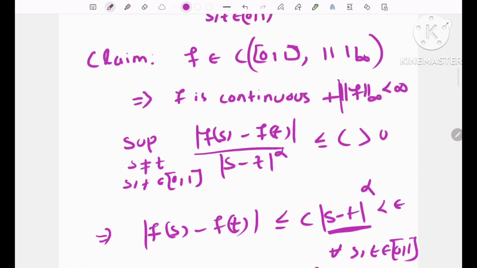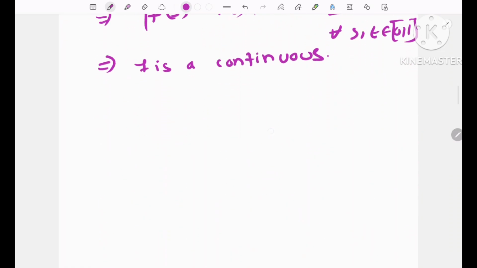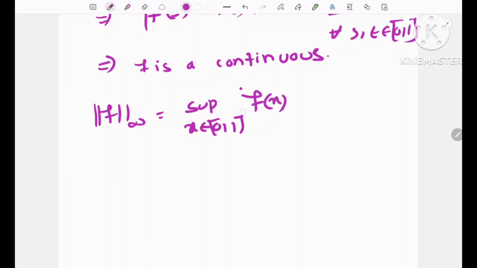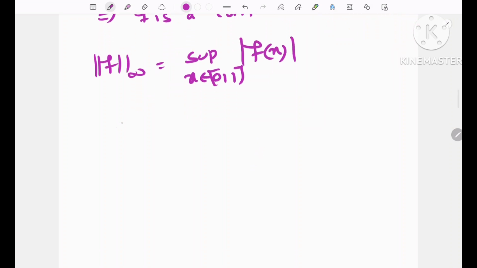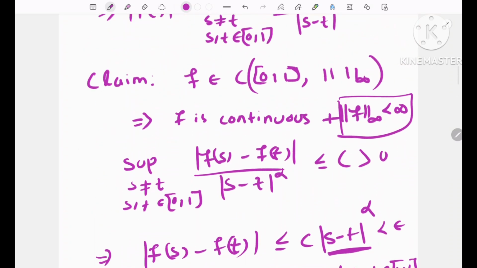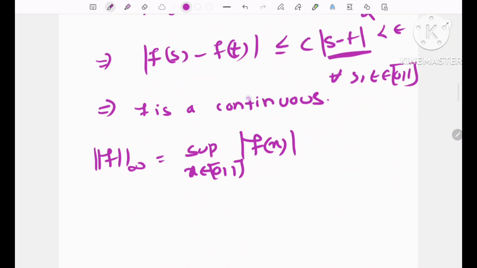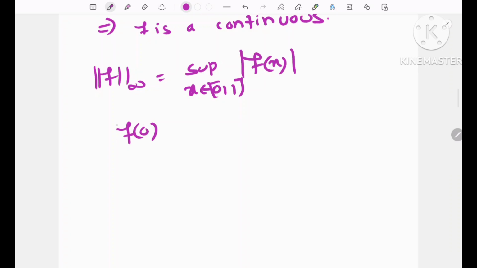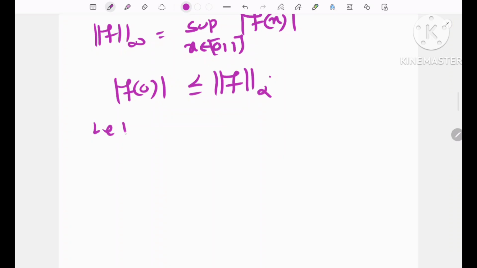Let us check the second quantity. This norm should be finite. The sup norm is defined in this way: the norm of f is the supremum over x belongs to [0,1] of |f(x)|. So we will start from the modulus of f of x. We already know that |f(0)| is less than or equal to the alpha norm of f, but this is obvious because in the definition of the alpha norm, f of 0 is already there.